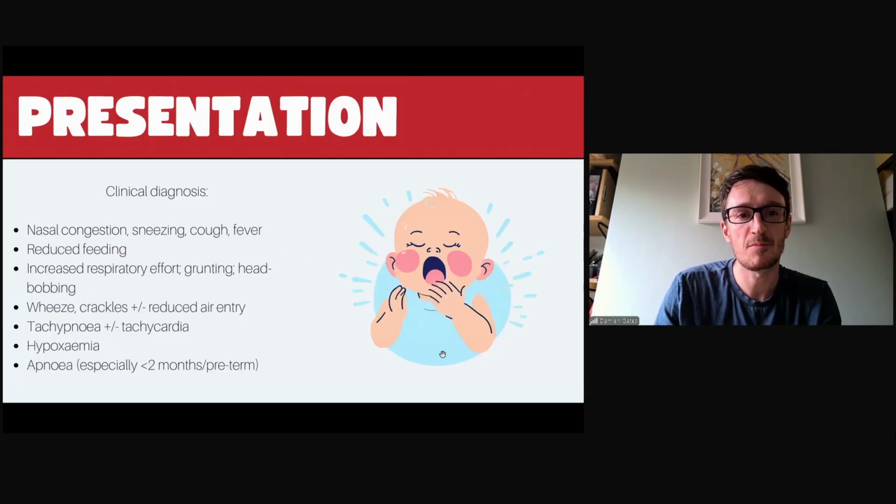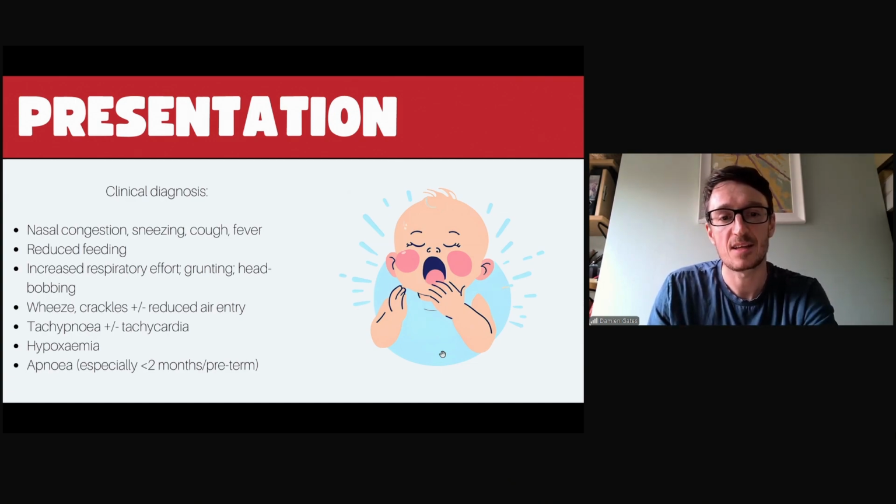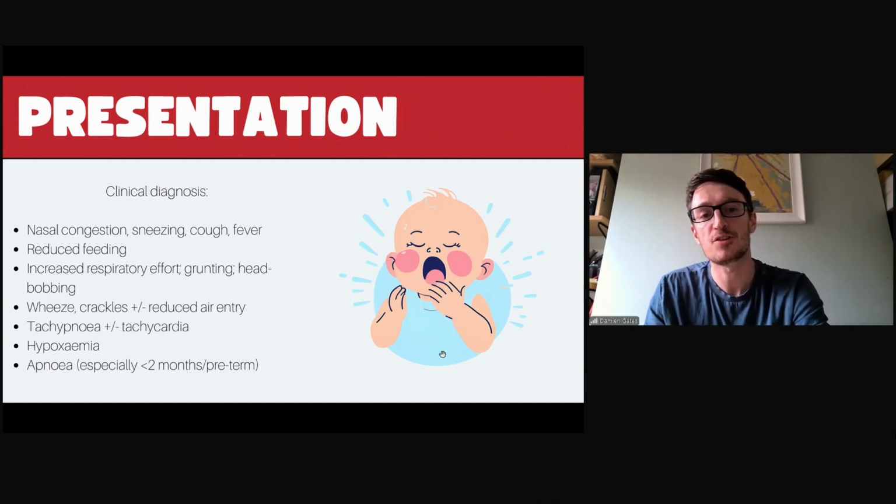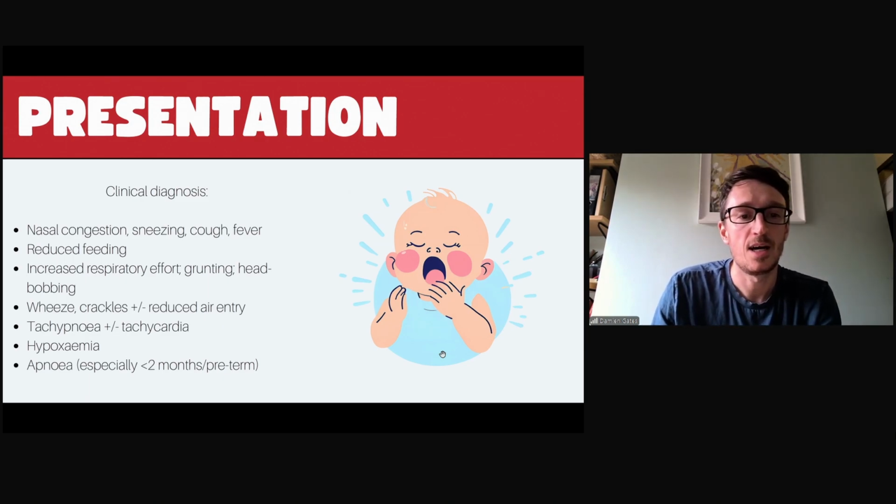In terms of presentation, I'm thinking most people here will be familiar with this, but it is a clinical diagnosis. It starts usually with nasal congestion, sneezing, cough, possibly fever, and reduced feeding, usually as a consequence of the nasal congestion. Then it progresses over the next 48 to 72 hours into increased respiratory effort, potentially with grunting and head bobbing. On examination, you might hear wheeze and crackles and focally reduced air entry in some parts of the chest, and you'll see an elevated respiratory rate, possibly elevated heart rate.